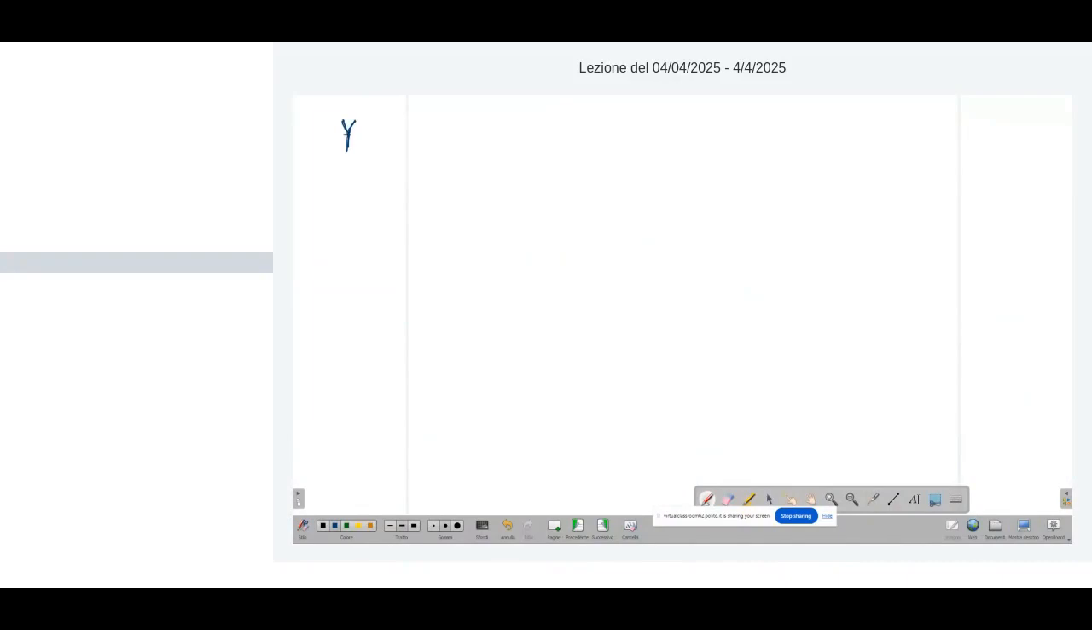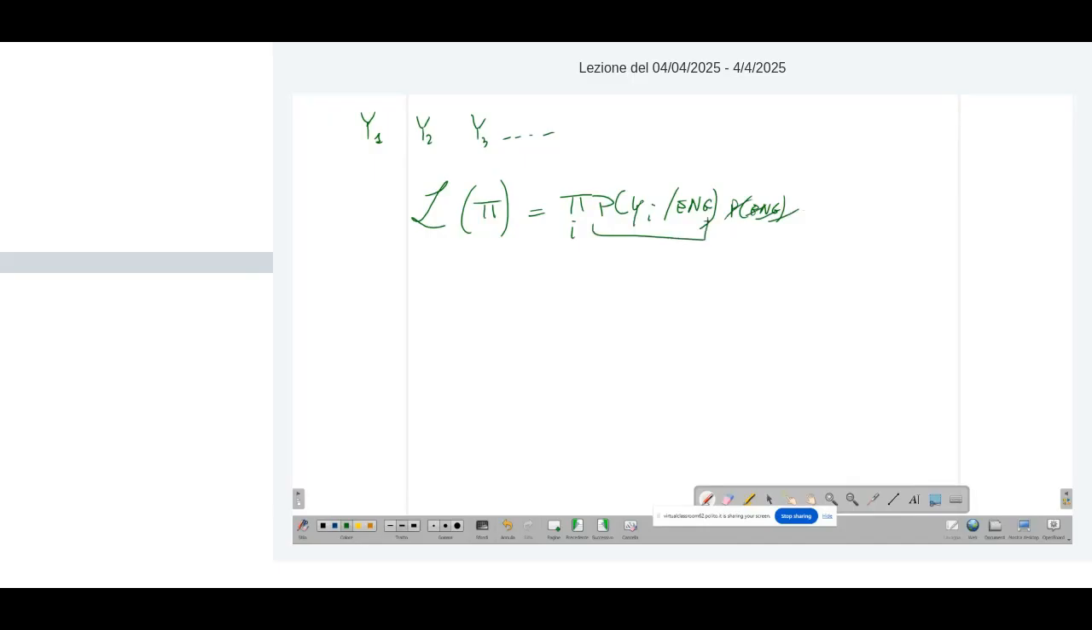So now imagine that I have a set of English documents, Y1, Y2, Y3, and so on. My likelihood is what? Well, it's the product over documents of the probability of the document given the class, times the prior for the class, but again this prior we will ignore because it doesn't depend on the model parameters.